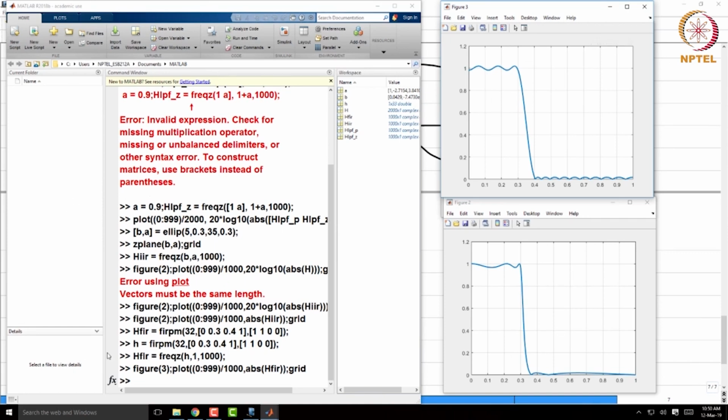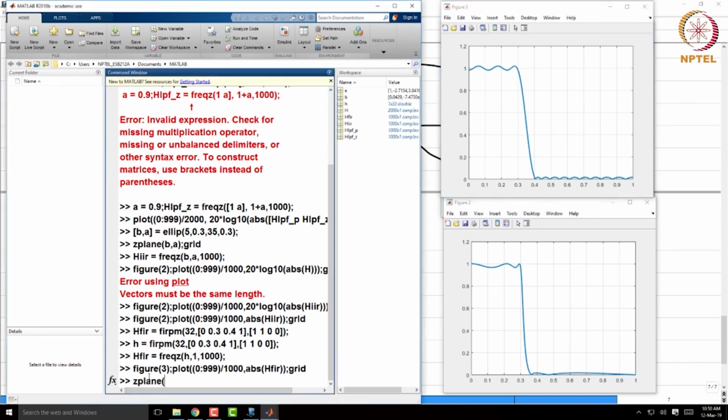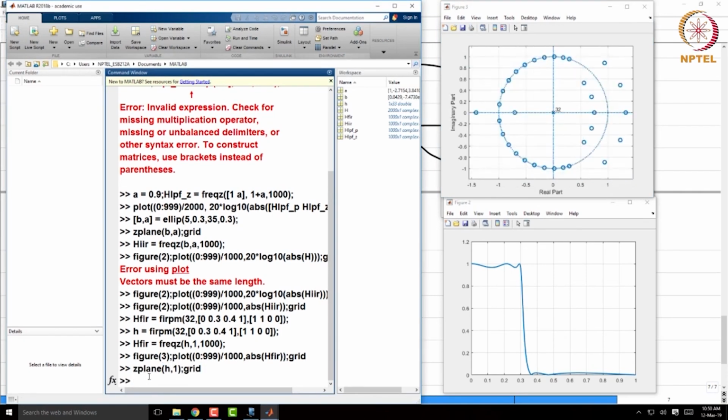And just one last plot. So these are the zeros of this FIR filter. So, here the off unit circle zeros govern the pass band behavior, and these zeros on the unit circle govern the stop band.